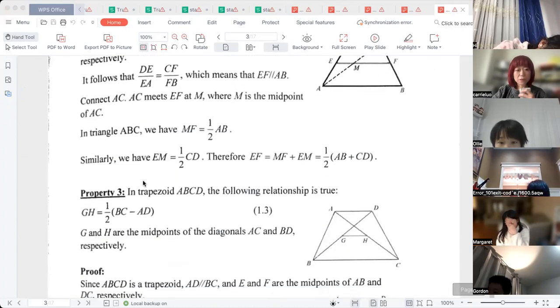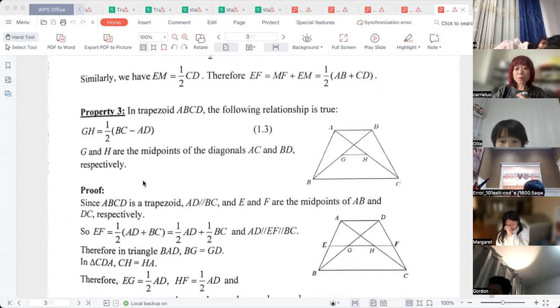Okay, so let's take a look at property 3. In the trapezoid ABCD, the following relationship is true. GH equals half of BC minus AD, where G and H are the midpoints of the diagonals AC and BD. This is very, very important, so I highly recommend everybody take this down. You can directly use it when you have a question asking you how to calculate GH. Understand, everybody? Please copy this down.